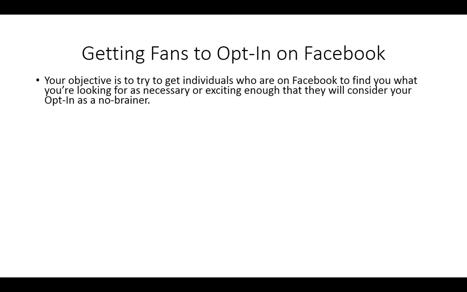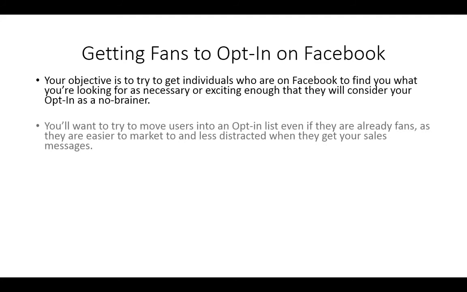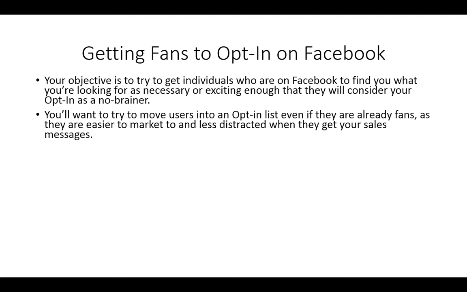Your objective is to get those individuals to find what you're looking to give them as necessary and exciting enough that they're going to consider your opt-in a no-brainer. So when you are really paying attention to what it is that they're posting about, paying attention to the things that they're discussing on your fan page, you want to use that in order to create your opt-in bribe. And you want to try to move users onto an opt-in list even if they are already fans.